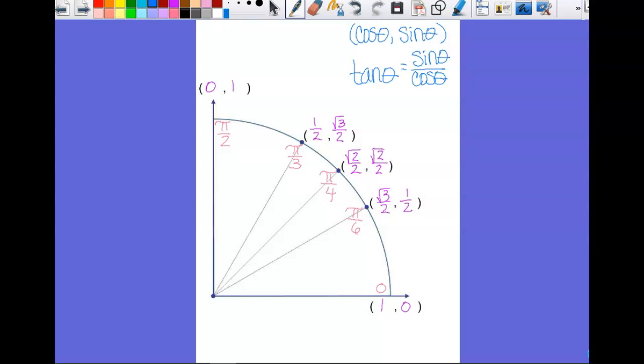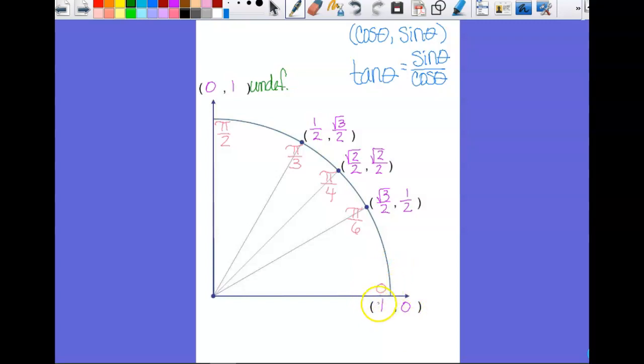So if I start with pi halves and I do y over x, that's 1 over 0. Think before you speak. What does that give me? Nothing. Undefined. You cannot divide by 0. Okay, 0 is on top, you're fine. So this is undefined.